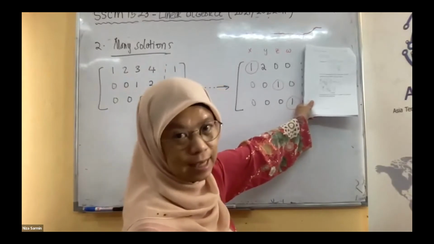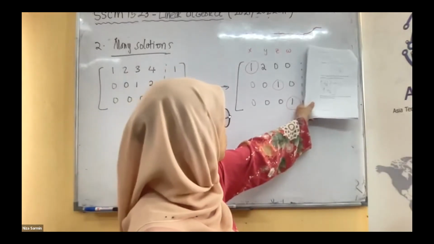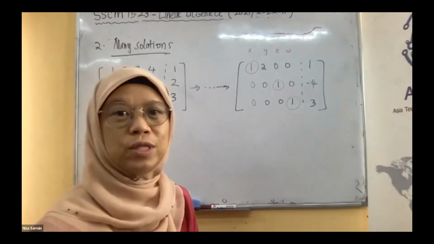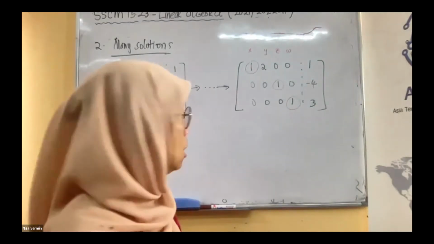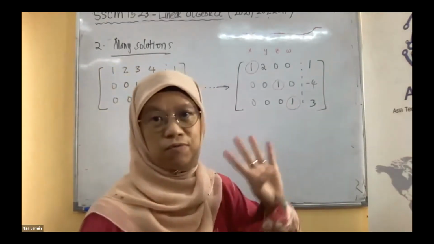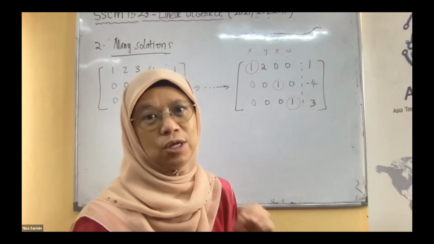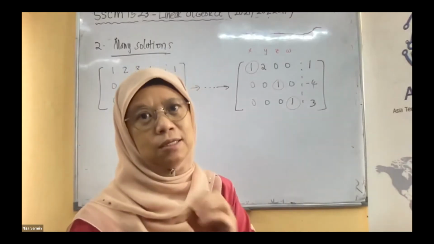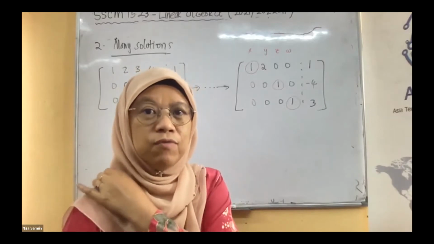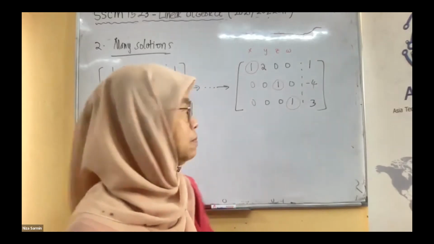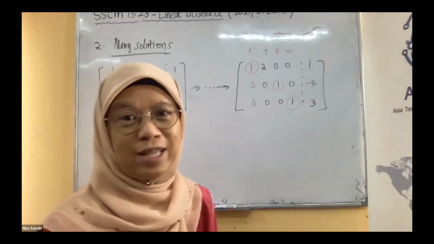of A is 3. The rank of AB is also 3. And the column is 4. So many solutions, because the rank is equal, but it's less than the number of variables. So many solutions. Now, how do you write the answer?